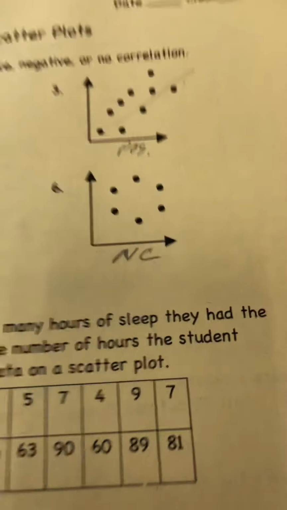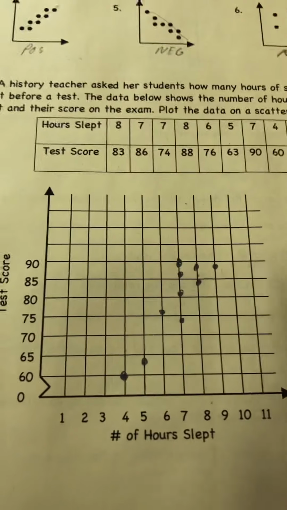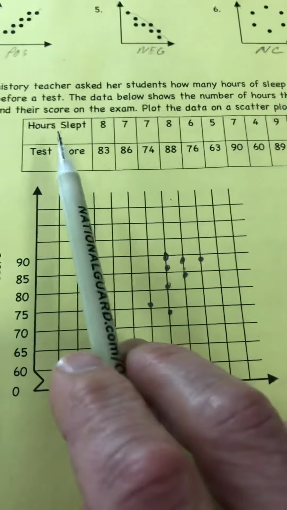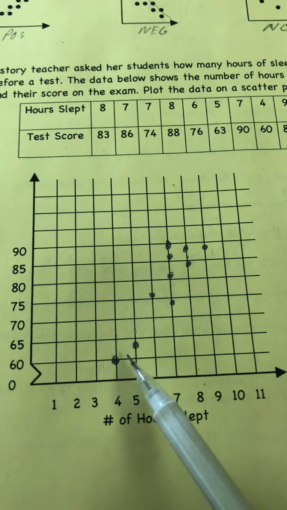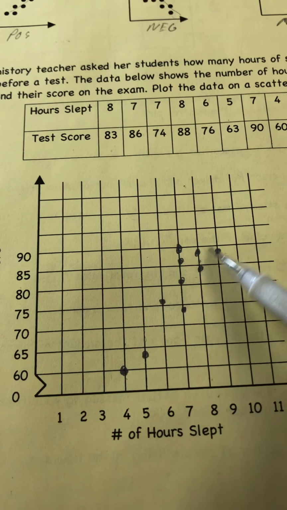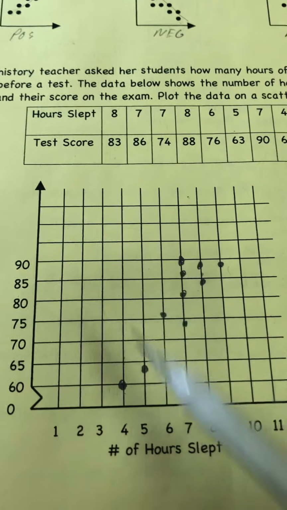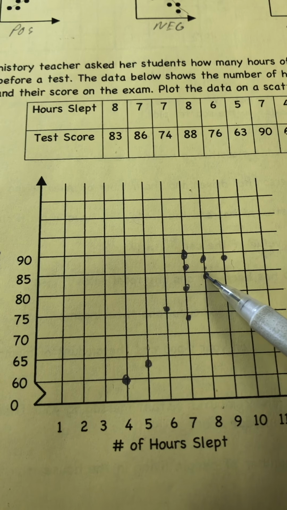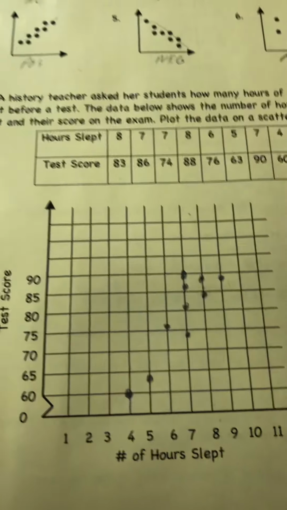So hopefully you're pausing this as I go through this rather quickly. Like I said, you guys did this in class. I graphed this data, the hours slept at night and the test scores. And so you could see in relation to the test scores, this is going to be a positive correlation. How you graph this, for instance, like 8 and 83. So 8, and I went up to about where 83 is going to be, and I put a dot there. And you do that for all of these hours slept and test scores.